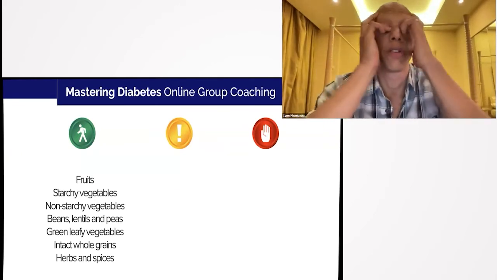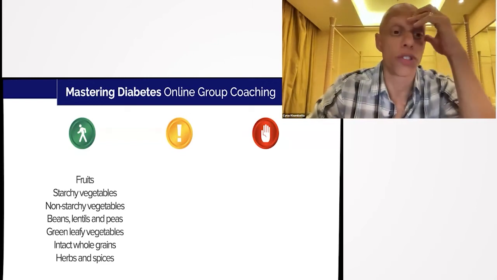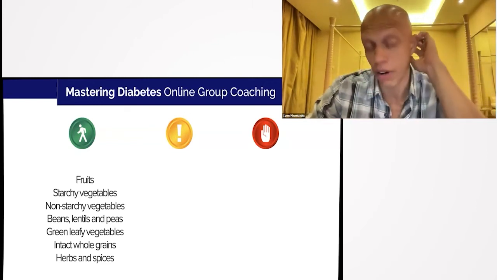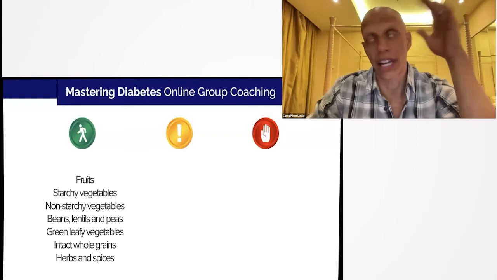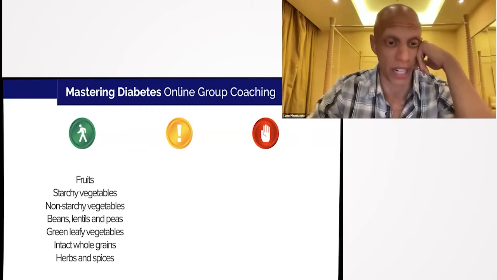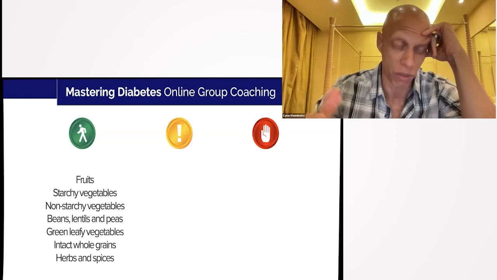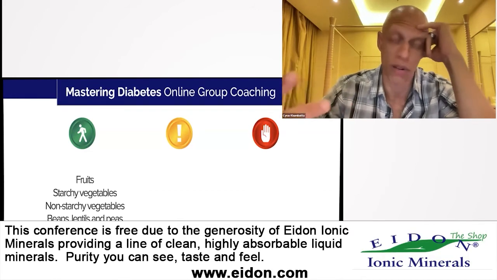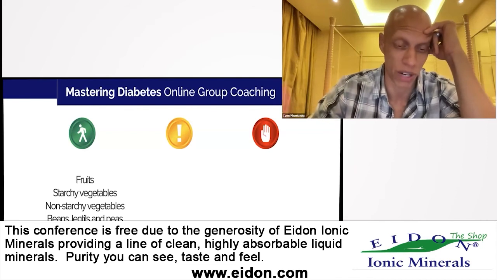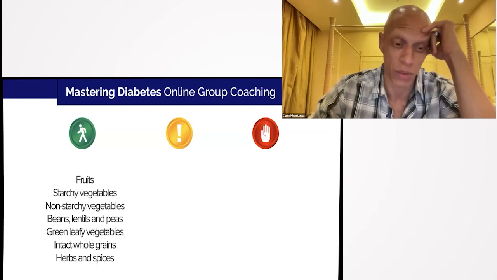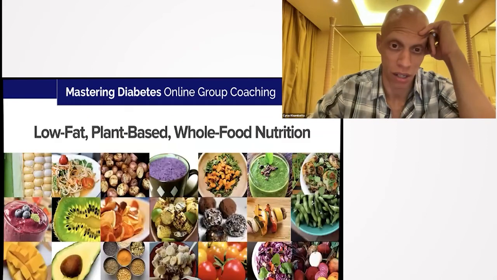Okay. So the foods in the green light category include fruits, starchy vegetables, which are vegetables that grow on the ground, like potatoes and yams and squashes. I'm also going to put corn in that category because it acts like a starchy vegetable, even though it's a grain. And then we have non-starchy vegetables like tomatoes and cucumbers and cauliflower and broccoli and okra, vegetables that generally don't have a starchy consistency. Then you have all legumes, beans, lentils, and peas. You got green leafy vegetables, intact whole grains, which are whole grains that are minimally processed, as well as herbs and spices. So the foods in the green light category are those foods right there.